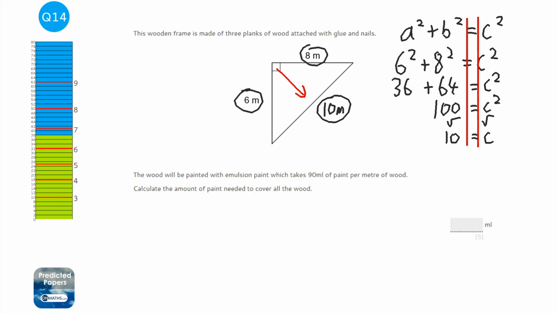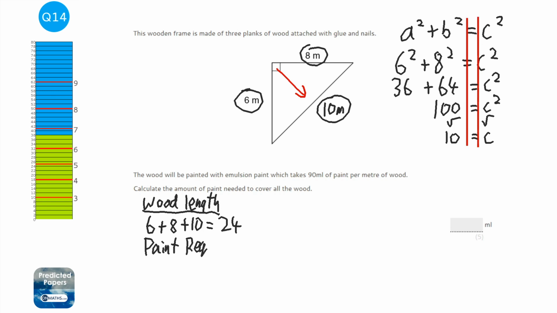And it says it takes 90 millilitres of paint per metre of wood to cover it. So what we're going to have to do is work out how much wood we have. So I'm going to say to the examiner wood length or something. Always try and describe to the examiner what you're doing. So we're going to do 6 plus 8 plus 10. So 6 plus 8 is 14 plus 10 is 24. Okay. And then to work out the amount of paint required, I need to do 24 because we've got 24 meters of wood, times 90 because it's 90 milliliters per meter.